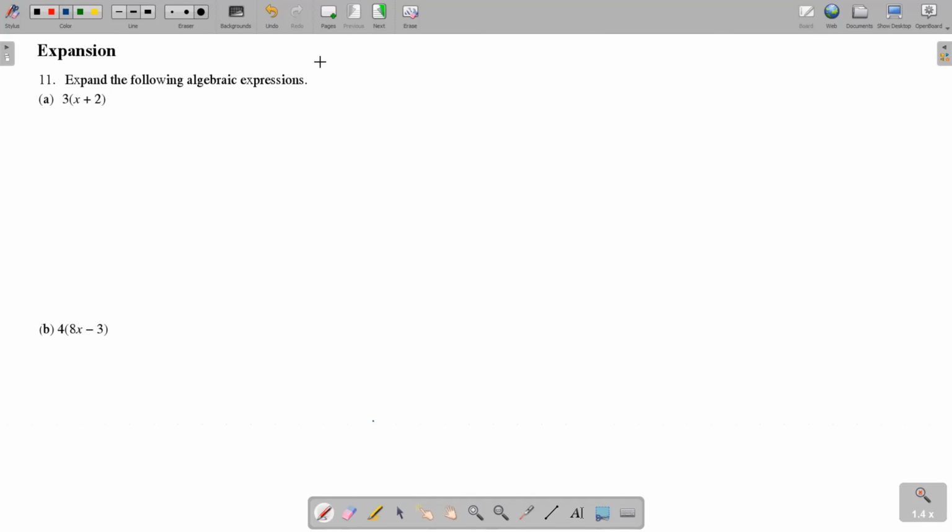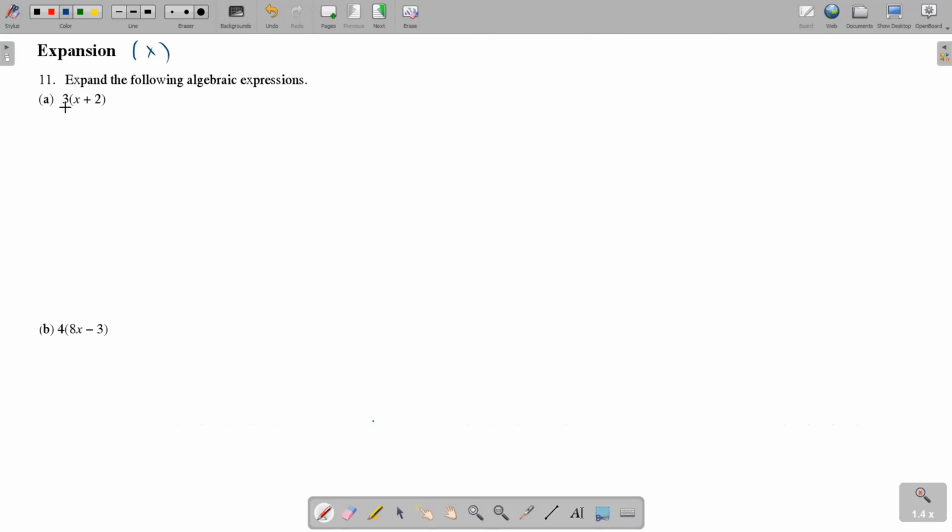So expansions, what is expansions? Expansions is the product of the multiplication. Basically you multiply algebraic expressions with another expression here. So we will go through some examples to give you a better idea of what expansions is and how we are going to do it.